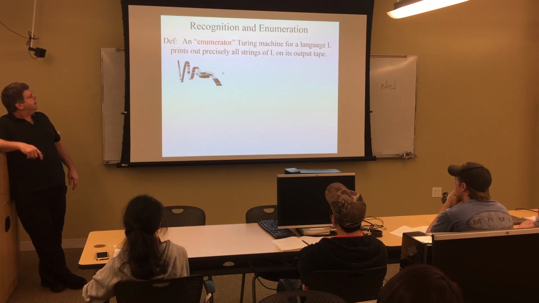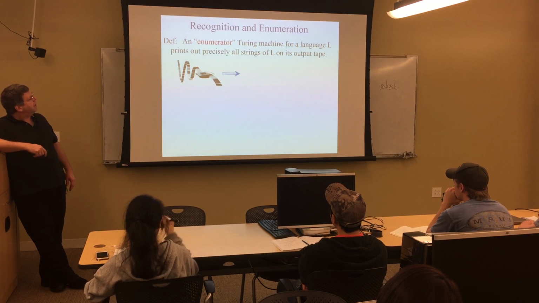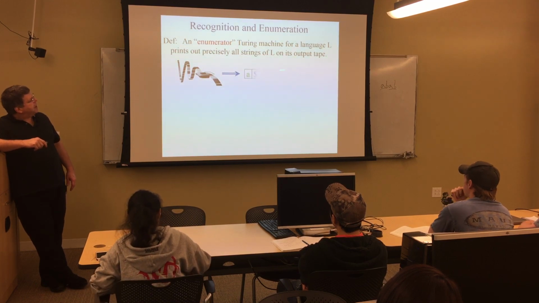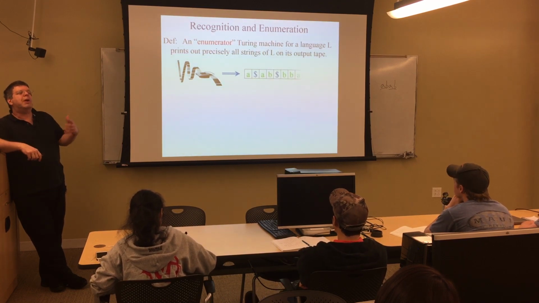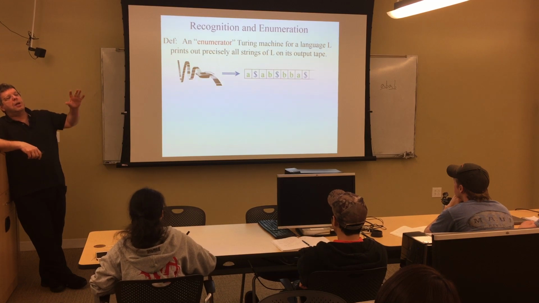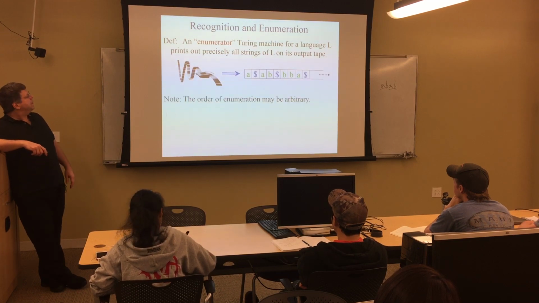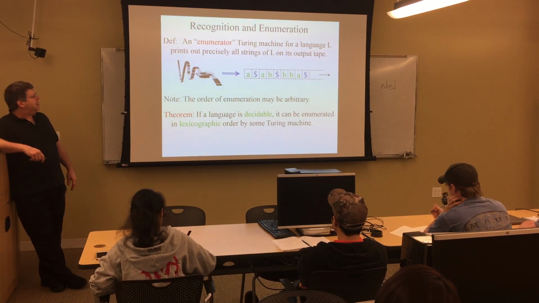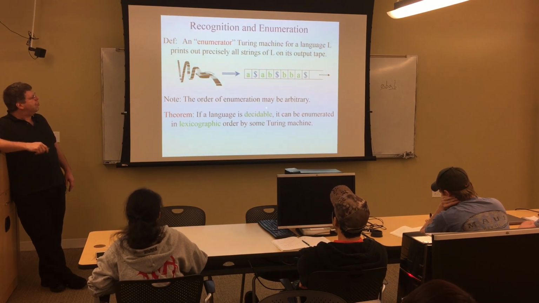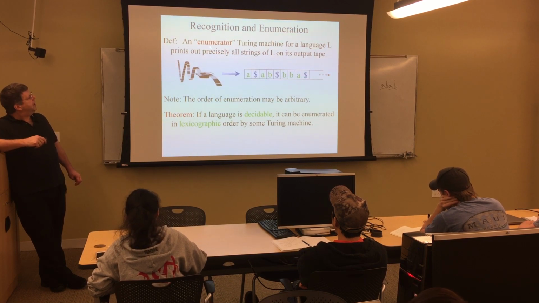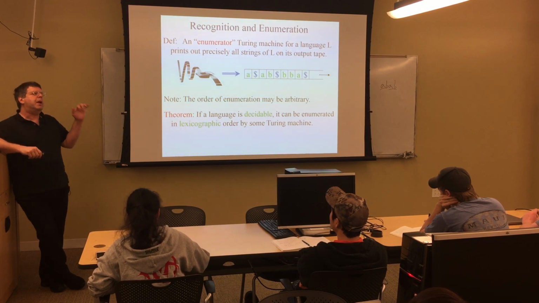Okay. So here's the Turing machine with its tape. Here's the finite control. And it just prints out on its tape the strings in the language. In what order? I don't care. It doesn't even have to be lexicographic order or smallest to largest. You get to choose. Arbitrary order. So if a language is decidable, it can be enumerated in lexicographic order. That's the theorem. So this enumerator can manage to print it out in lexicographic order.